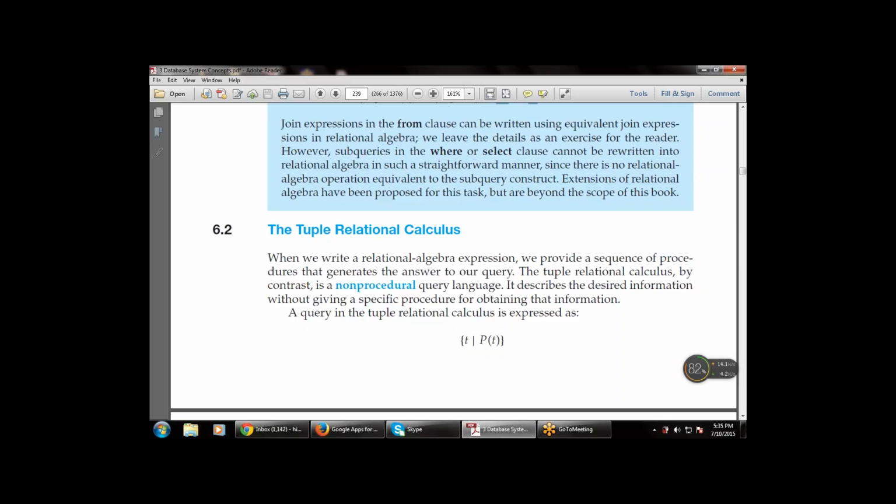In the next class, on Monday, I am taking the next topic, the tuple relational calculus: what it is and how it is used in databases to find the various tuples, the various rows. So that's all for today's session.